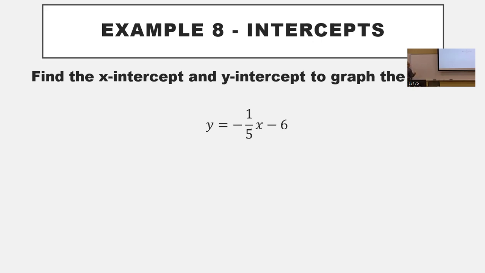So let's take a look and find the intercepts for y equals -1/5 x minus 6. And then we'll do the same thing for y equals 4x plus 10.